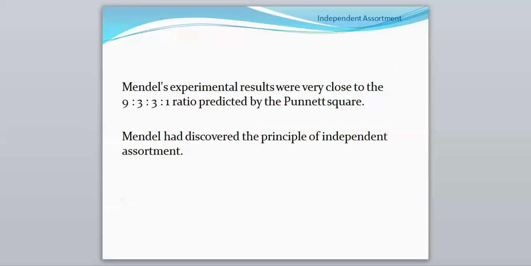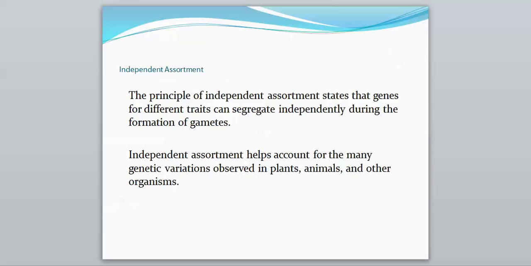So Mendel discovered a lot of things. He had independent assortment, he had the dominant versus recessive. So we're going to break down everything that he did. Oh, no, we'll get there in a second. So our principle of independent assortment states that genes from different traits can segregate, or just separate, independently during the formation of gametes, which are again our sex cells. Independent assortment helps account for the many genetic variations observed in plants, animals, and other organisms. So this does not just apply to our pea plants. It applies to animals, it applies to other plants and other organisms as well.